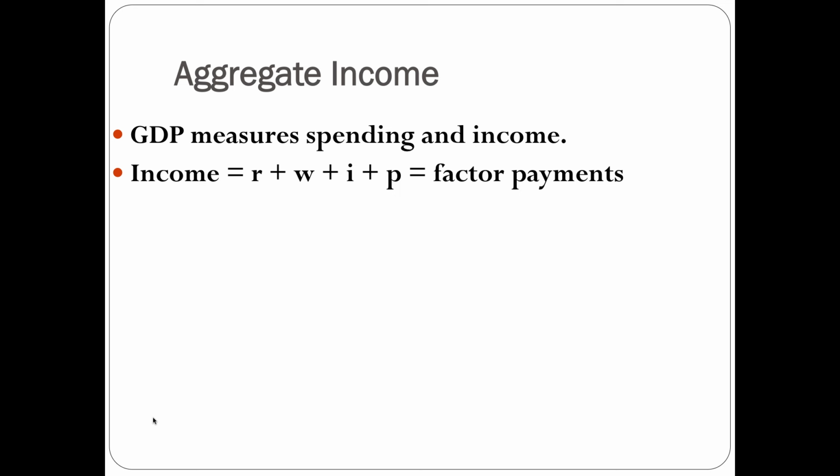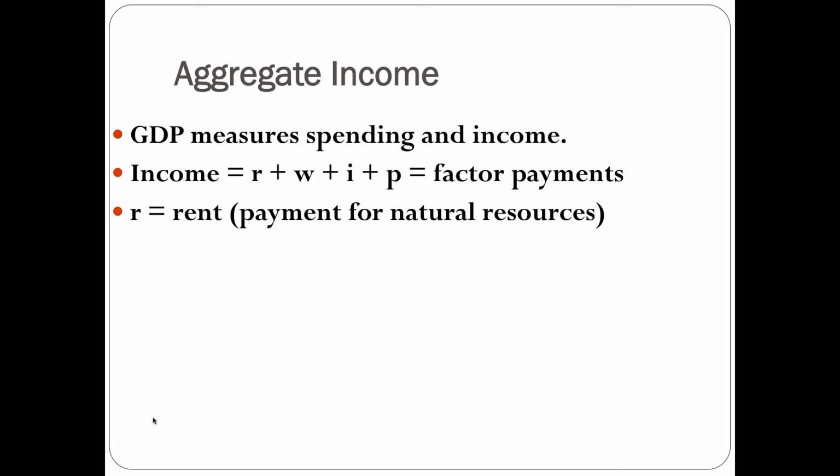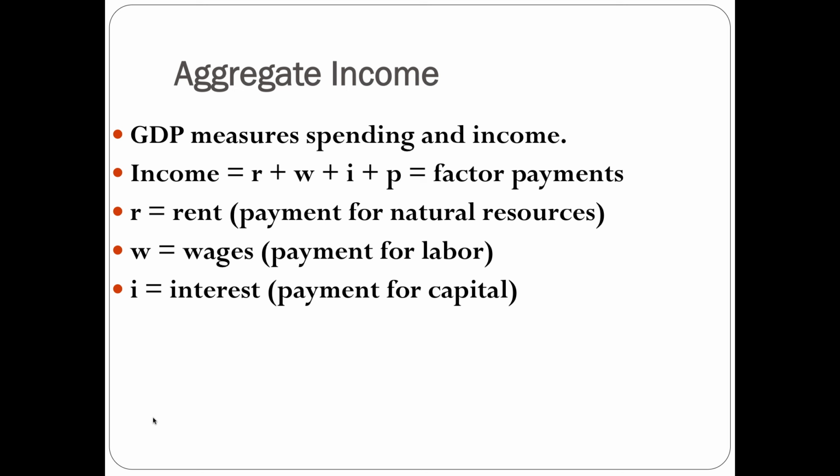Income is going to be equal to R plus W plus I plus P, which is equal to factor payments. R is going to be equal to rent. Rent is the payment for natural resources. W is wages, which is the payment for labor. I is interest, which is the payment for capital.